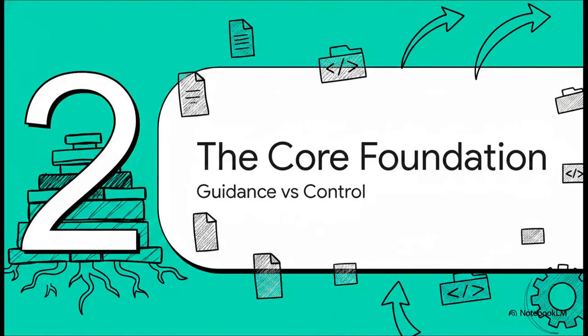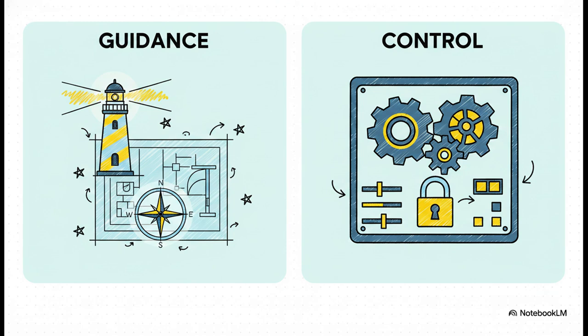Moving on to Section 2, the foundation, core files, specifically guidance versus control. This is absolutely crucial. You have to separate guidance from control. Over on the left, you've got Claude.md. This is your guidance layer. It tells the AI what actually matters in the codebase, things like your tech stack, your main architecture, your high-level conventions. Then, sitting right next to it on the right is settings.json.